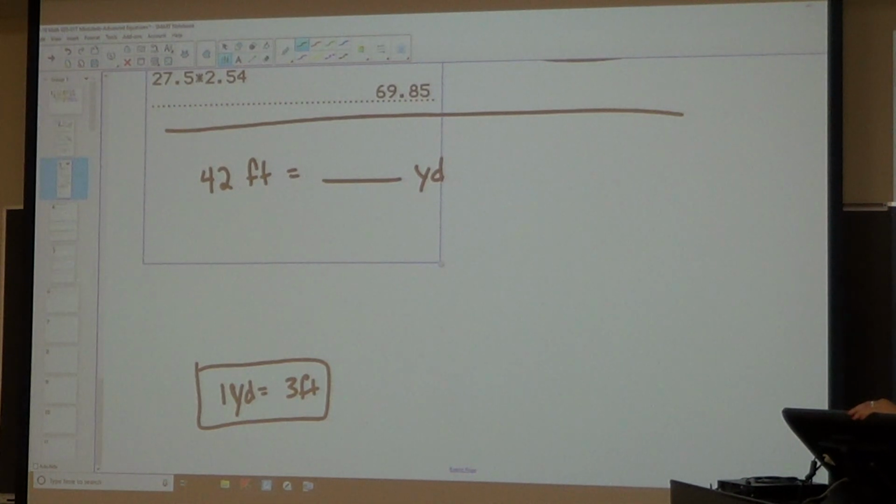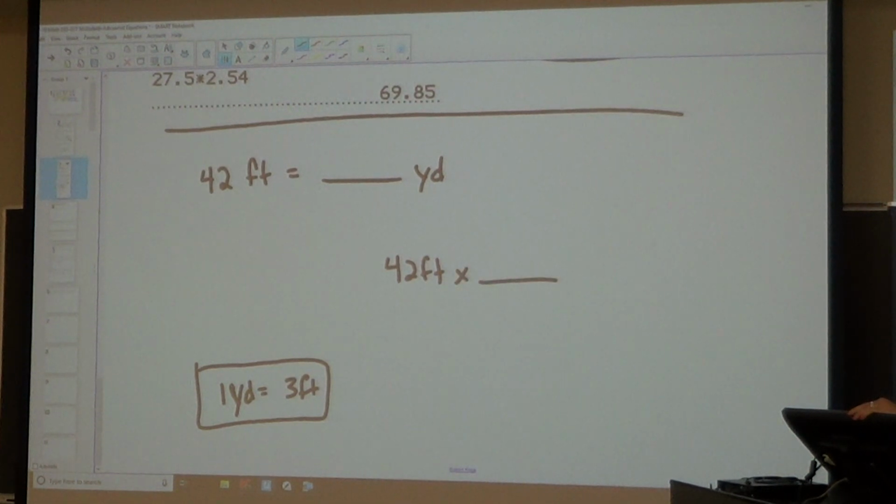Now, to set it up, we're gonna say 42 feet times a little something-something. Trying to get my highlighter to work. Here we go. The word here has to match the word here at the bottom. We're trying to find yards, so I put feet in the bottom and yards in the top. And this is when we come over here and say, I need to put the number 1 beside YD, and I need to put 3 beside FT.